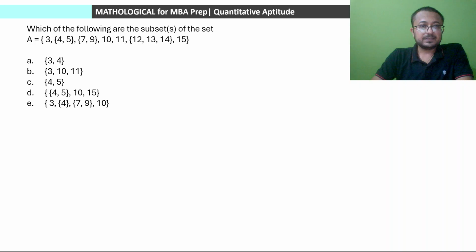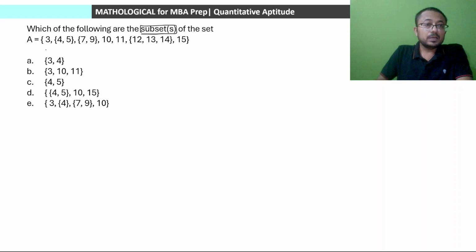पहला क्वेश्चन लेते हैं आज का। First question, which of the following are the subsets of set A? A में हमारे एलिमेंट्स हैं 3, 4, 5, 7, 9, 10, 11, 12, 13, 14, 15, the same set जो हमने अभी पीछे क्वेश्चन में लिया था। Which of the following are the subsets of the set? Pause the video and try to find out कि कौन कौन से ऑप्शन हमारे करेक्ट होंगे। ठीक है, पहला वाला ऑप्शन है, option A, 3, 4। So is this a subset of the given set?